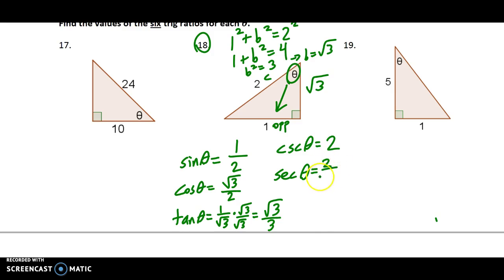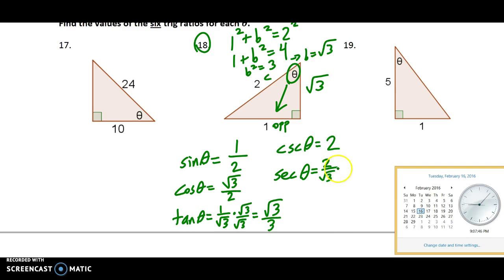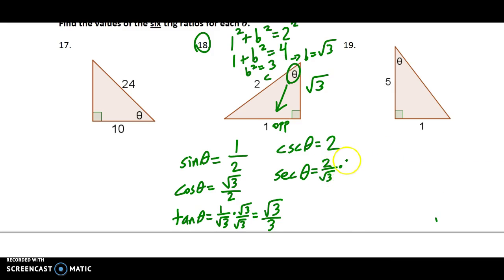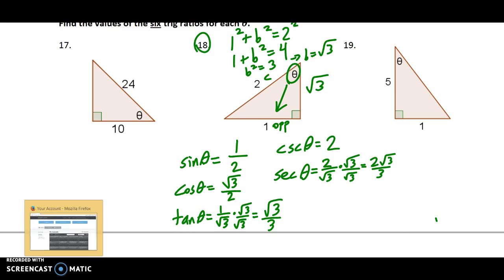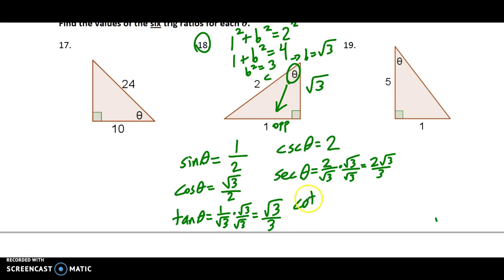Well, it'd be 2 over rad 3, right? Again, can't have that radical on the bottom. So we have to multiply by rad 3 over rad 3, and we get 2 rad 3 over 3. And last but not least, cotangent of theta. I would flip this step right here. Instead of being 1 over rad 3, it's now just rad 3 over 1, which is just rad 3.